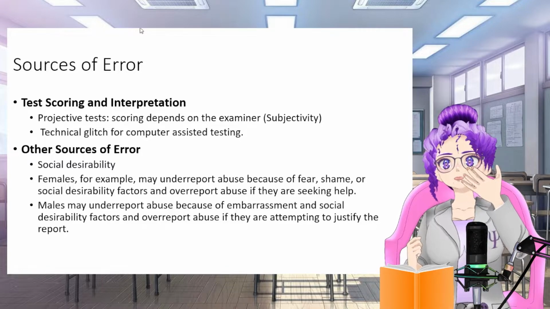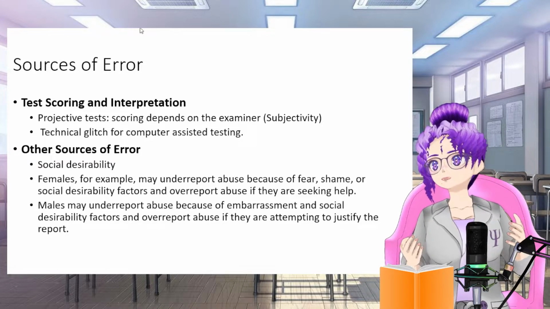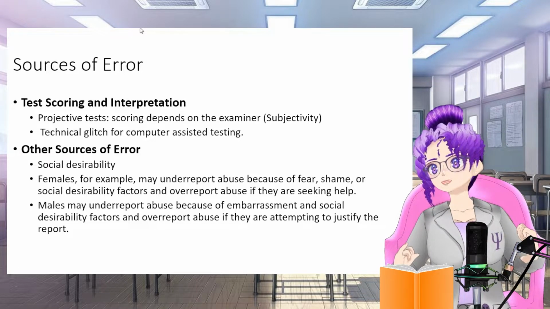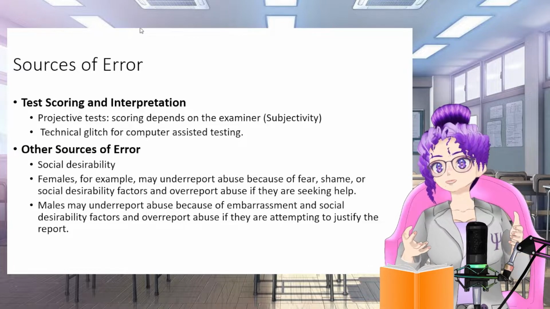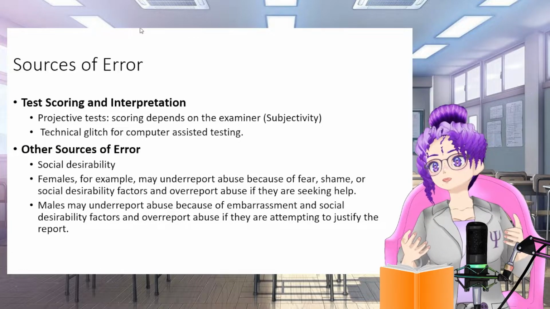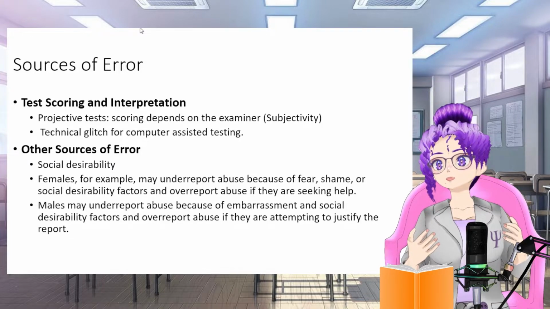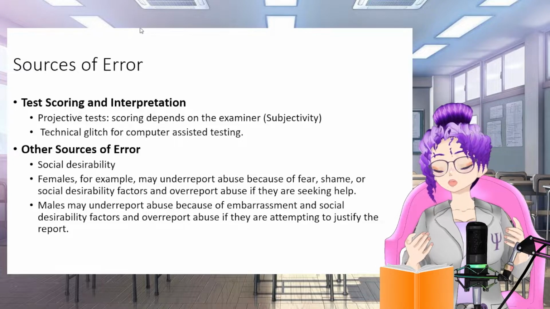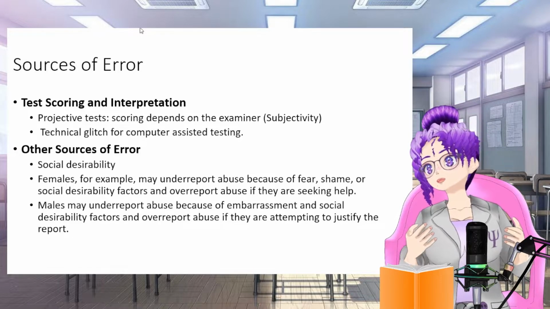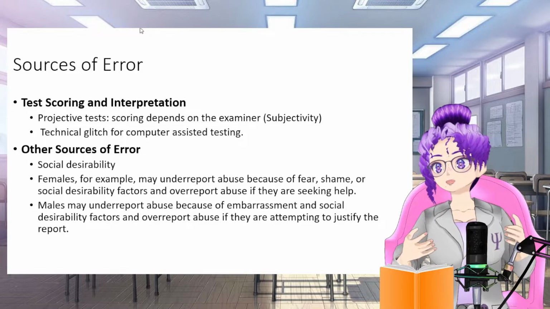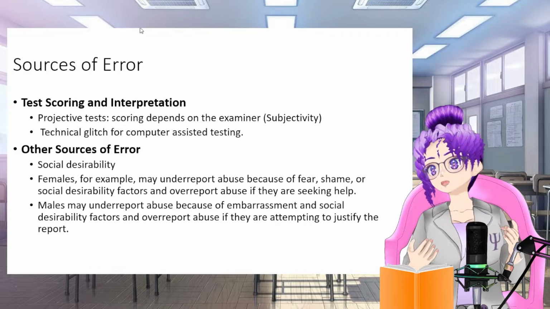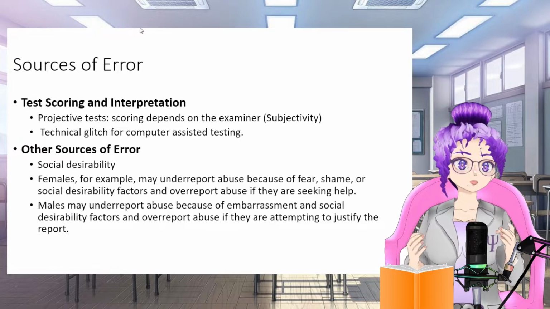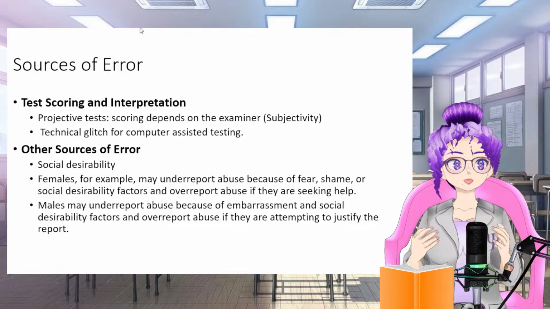Other sources of error, based on research, include, for example, social desirability. Females, for example, may underreport abuse because of fear, shame, or social desirability factors, and over-report abuse if they are seeking help. On the other hand, males may underreport abuse because of embarrassment and social desirability factors, and over-report abuse if they attempt to justify the report. Those are some sources of error.